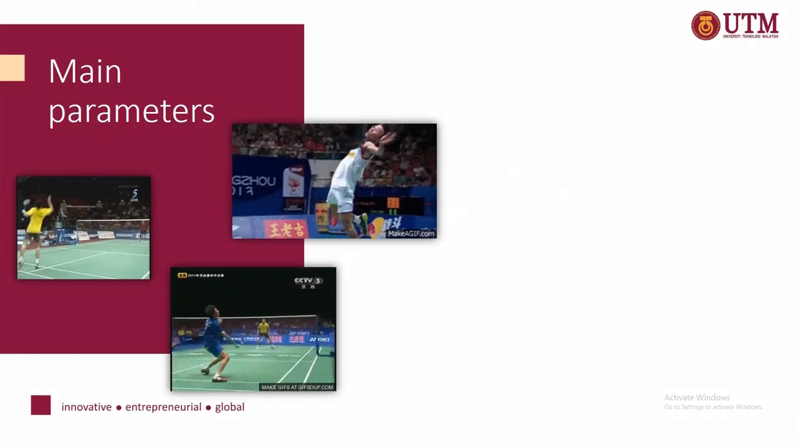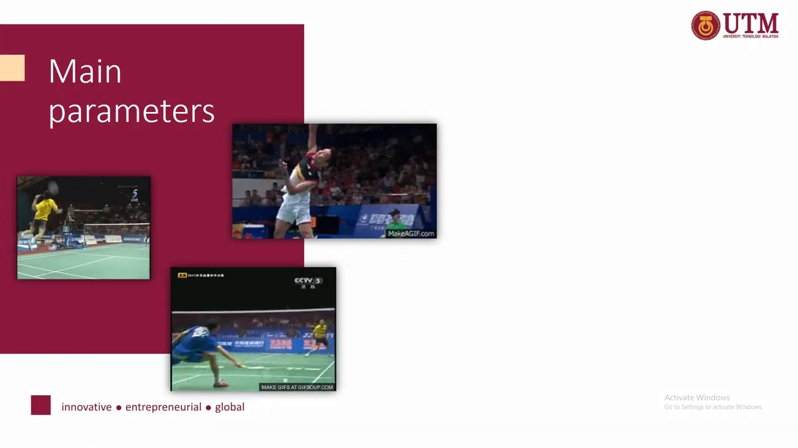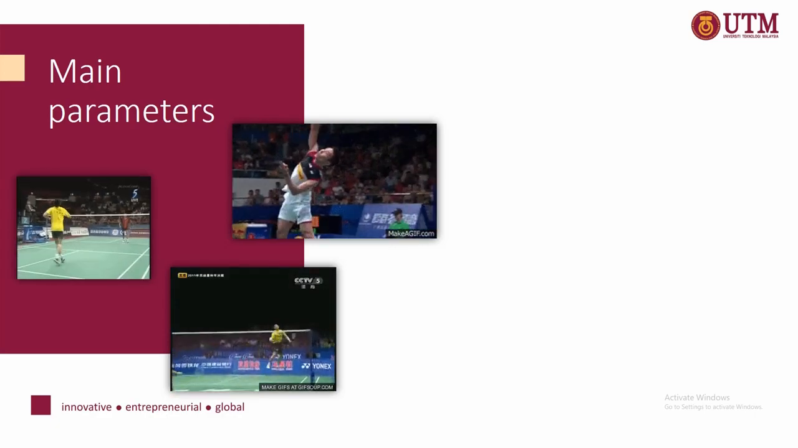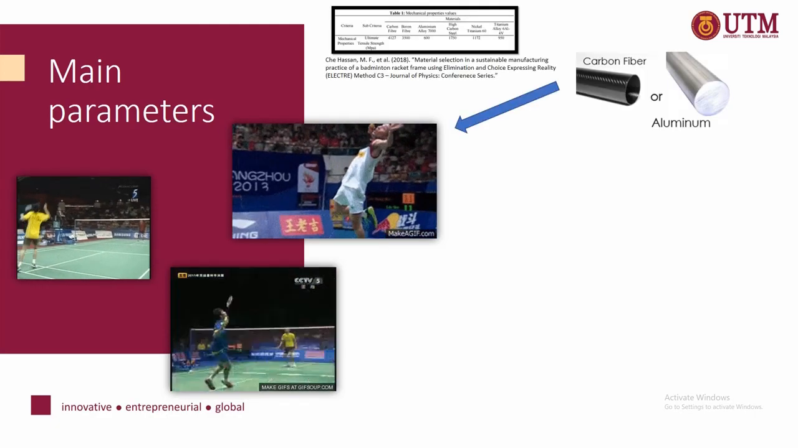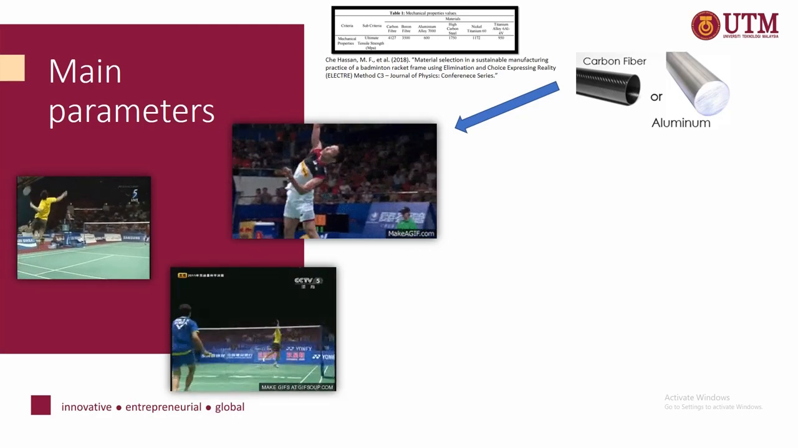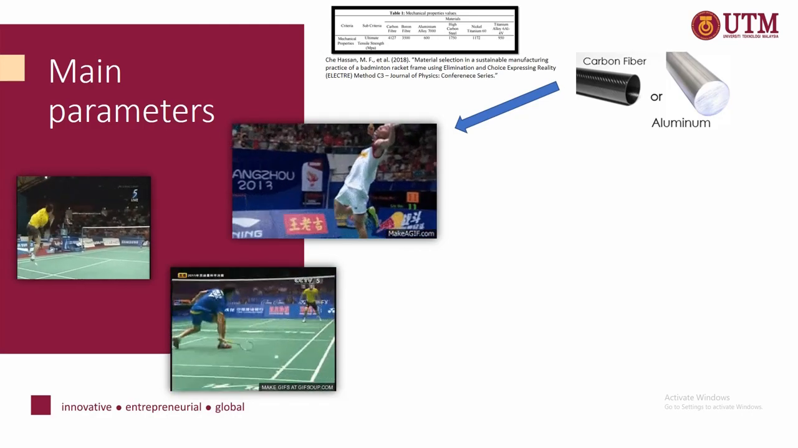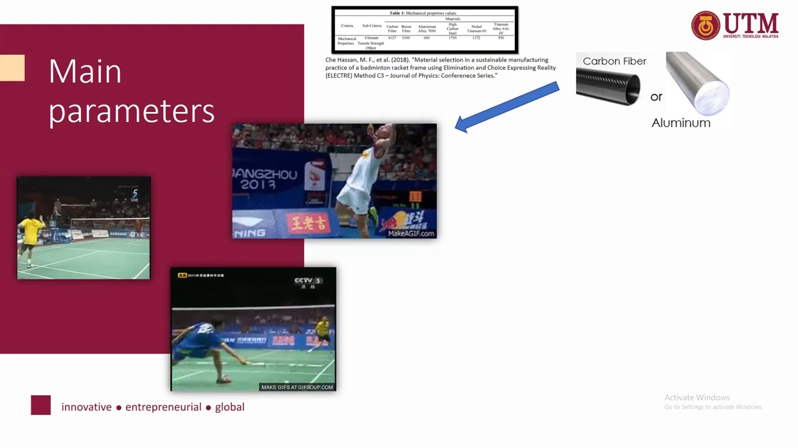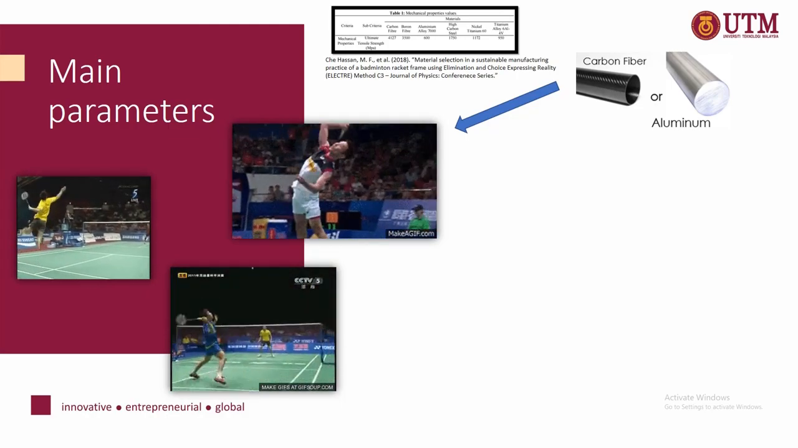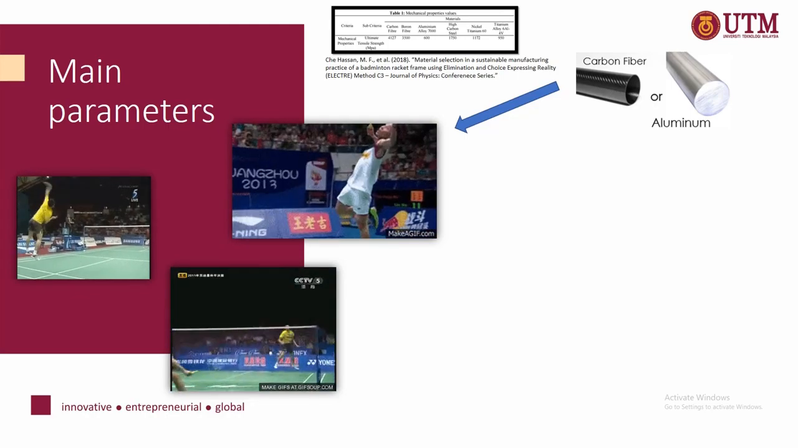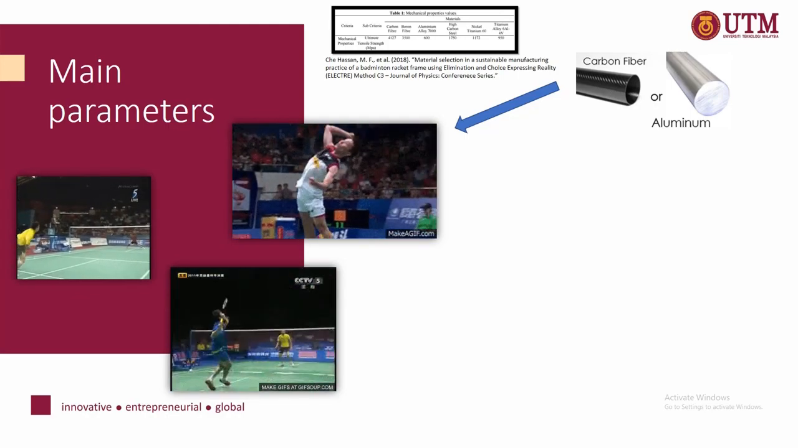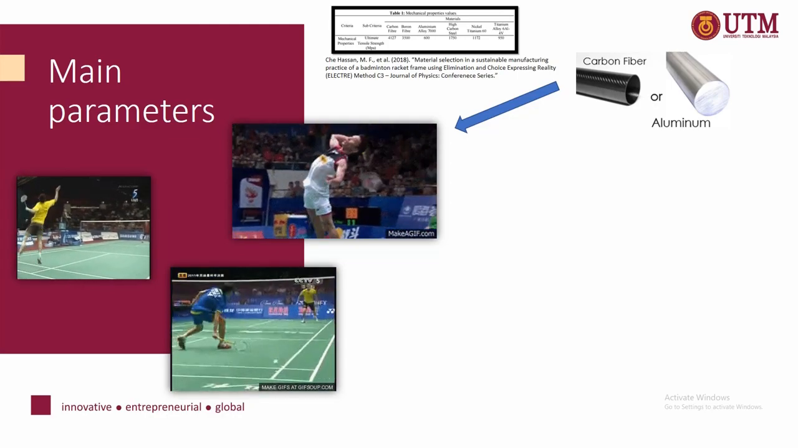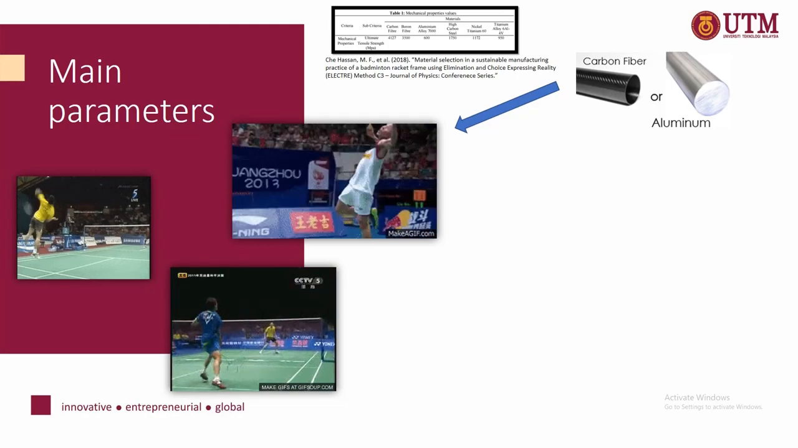What are the parameters affecting the racket performance? Well, firstly, we have the material for the racket, either carbon fiber or aluminum or graphite. Material has to be fixed as this research focuses on design. So I chose carbon fiber as it is one of the most versatile materials used for badminton frames while also maintaining strength. This is supported by a study done by Che Hassan et al. in 2018 using the electron method.